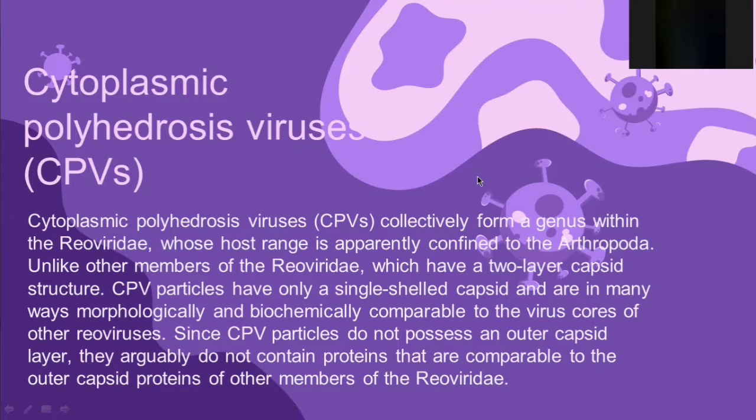Since CPV particles don't possess an outer capsid layer, they arguably don't contain proteins that are comparable to the outer capsid proteins of other members of the Reoviridae. Next.